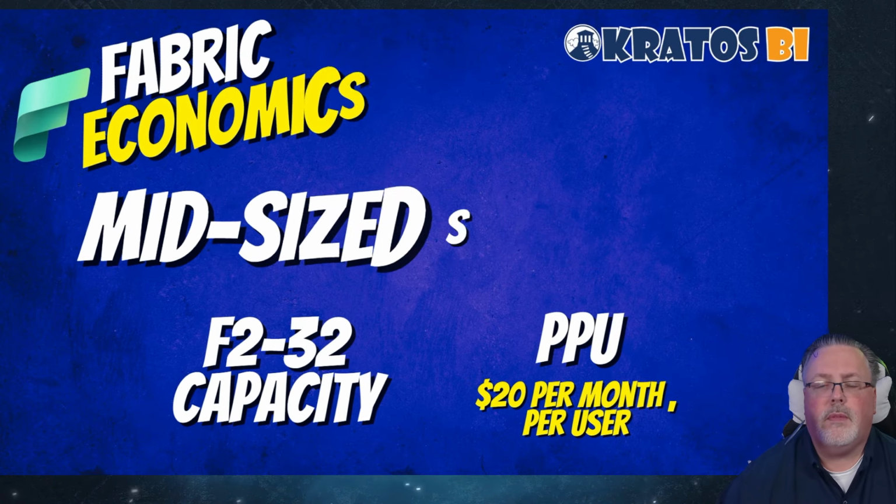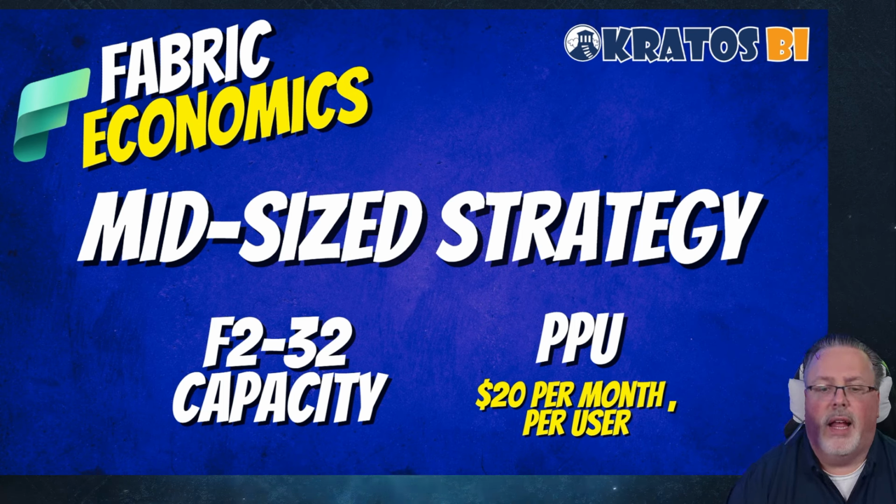All right. Now, as we start to scale up, we're going to start to see additional resources and compute get consumed. So you're going to start to move away from that F2 capacity to an F32 capacity. You're going to start to reserve these capacities so you can make full advantage of your bursting and smoothing. And then you're going to start to look at using Premium Per User for all of your end users. Now, why should I do that?